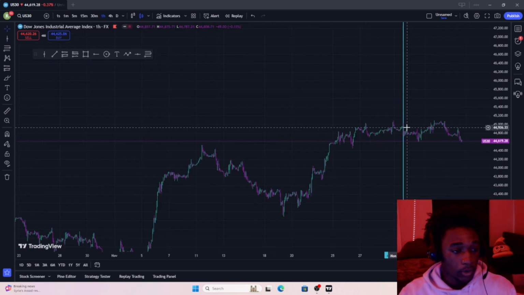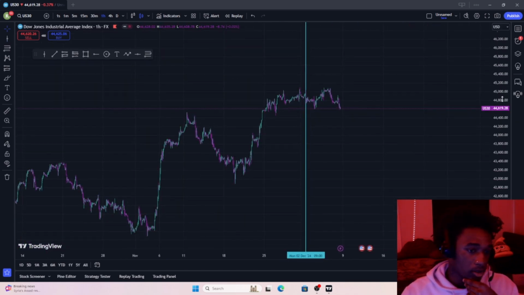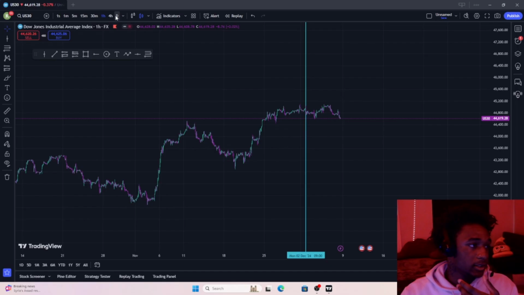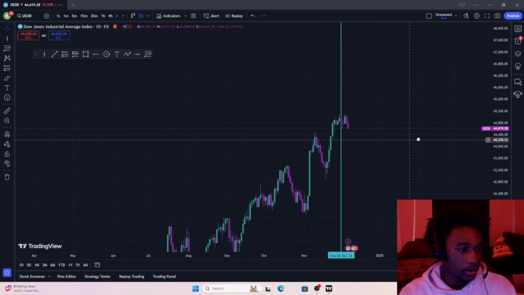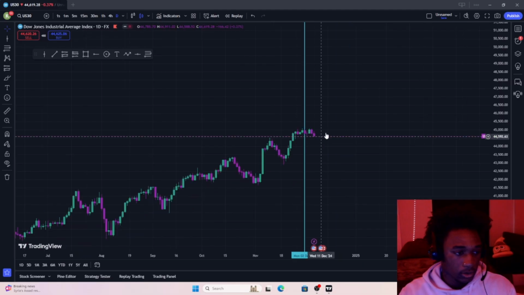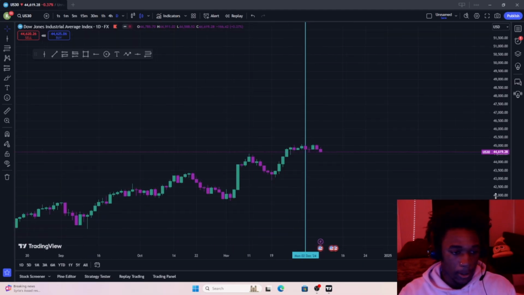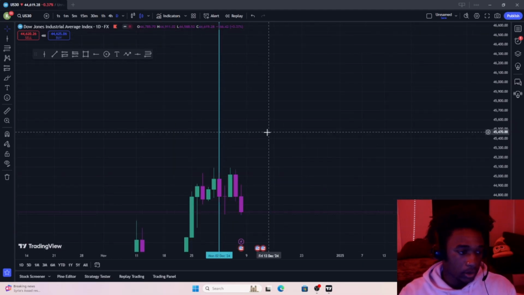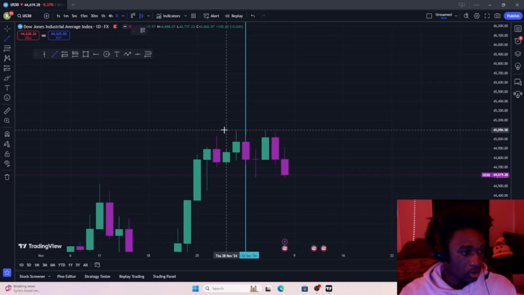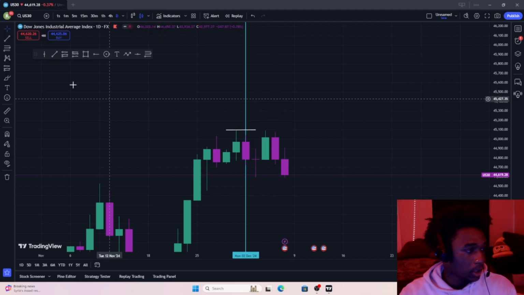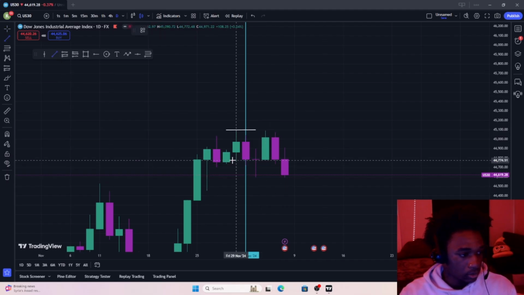What I do every single day when I come into the market is I go on the daily time frame and I mark up the recent daily high and the recent daily low. So we're coming into the market on Monday, so I'm going to be marking up the recent high of Sunday. We have the recent daily high, which was this green candle, and the recent daily low of this green candle, which was Sunday or Friday.